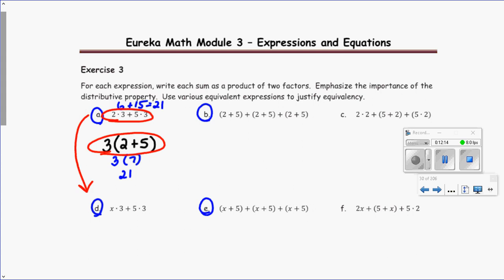For B, I see that I have 2 plus 5 plus 2 plus 5 plus 2 plus 5. So how many times do we have that number repeated? 3 times. So we have this 3 times, and then I have 2 plus 5 inside. And again, you can solve both of these to verify that they're the same. You go ahead and try D and E now. Now that we're done with A and B, go ahead.